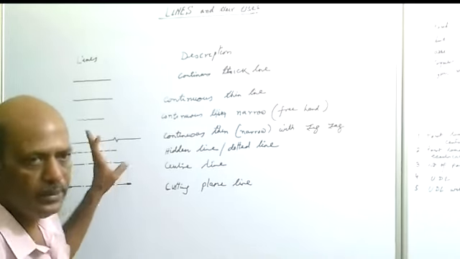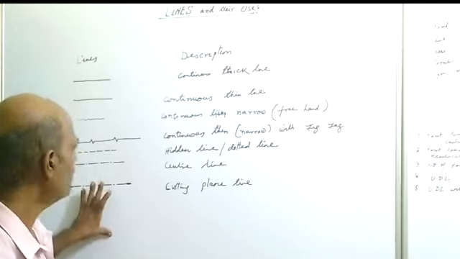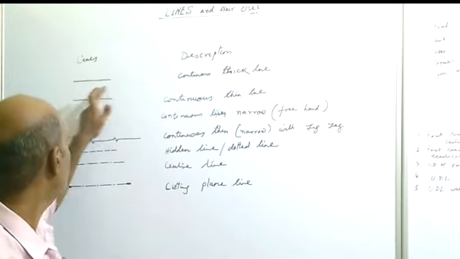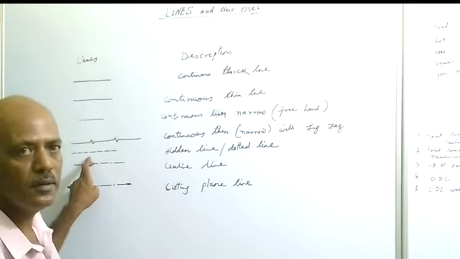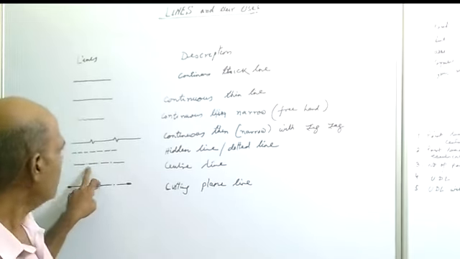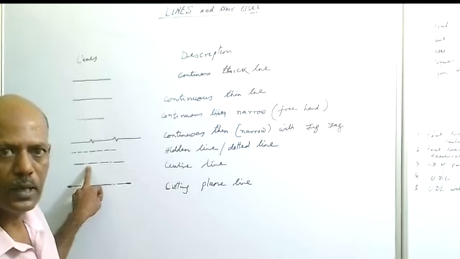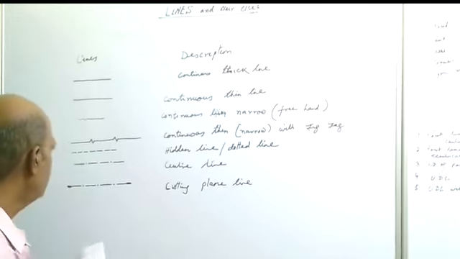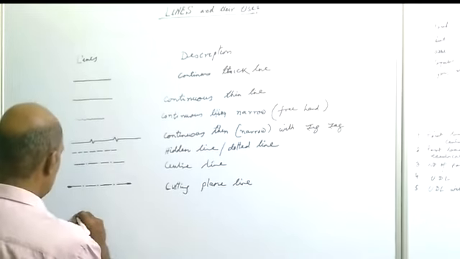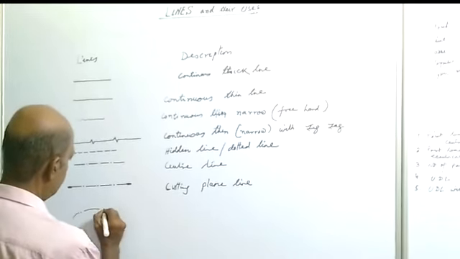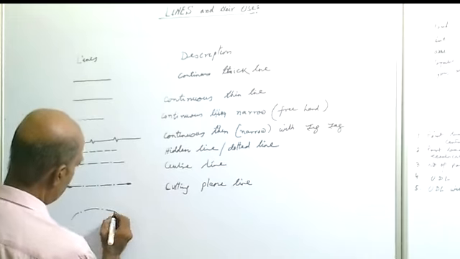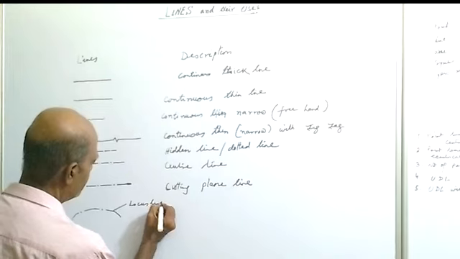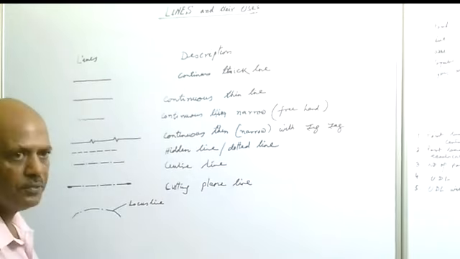So every line is different, the thickness is also different, and it may be continuous or it may be dotted, just like the center line or locus line. The locus line is also like the center line, but it will be a curved one. So this is the locus line. We have seen it in the figure.